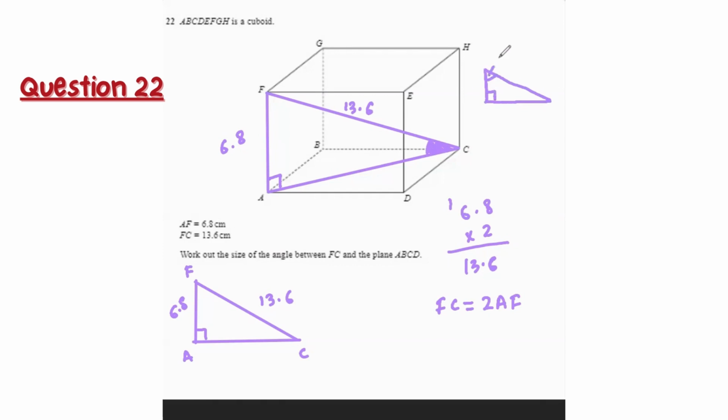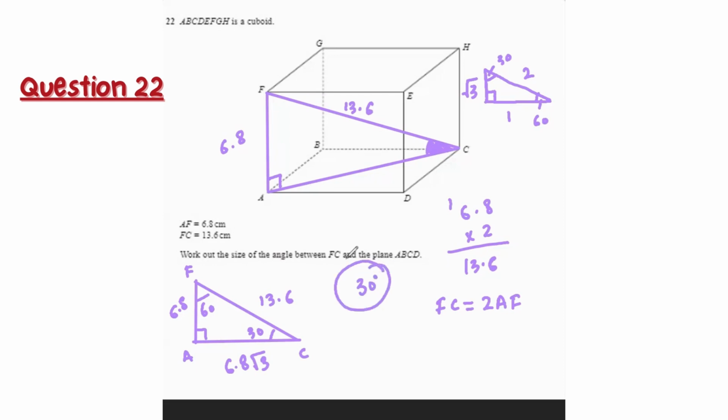We have the angle 30, 60, and 90. So if your length corresponding to 30-degree angle is 1, the length corresponding to 90-degree angle is going to be 2, and this is going to be √3. Which means over here, this is our 90, so that means this is going to be 30, and this is going to be 60. And this is going to be 6.8 √3. So over here, the angle FC is making with the base, that's going to be 30 degrees.